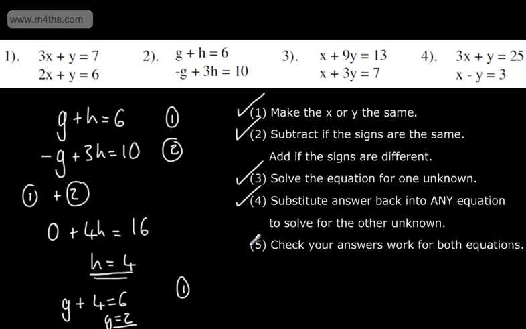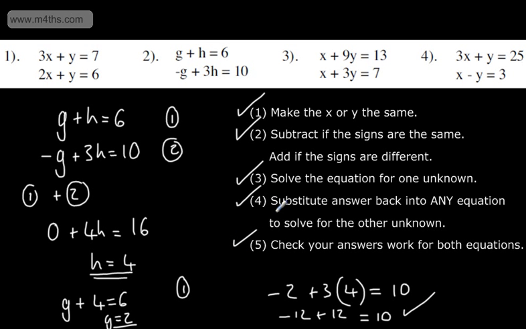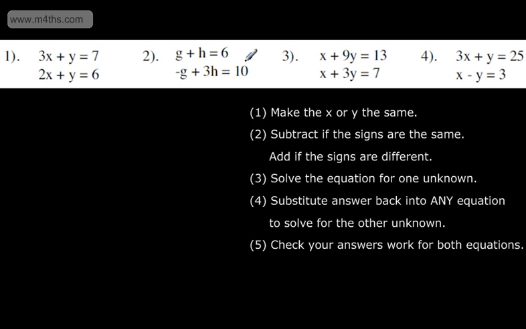Now we need to check that it works. For this one, we can see now that 4 plus 2 is 6. If I sub it back into this one, remember, g is 2, so minus 2 plus 3 lots of h, which is 4. Does that equal 10? Well, that's minus 2 plus 12, and that certainly does equal 10. So it satisfies both equations, therefore it's correct. It needs to be correct for both. Okay, let's look at the next one.